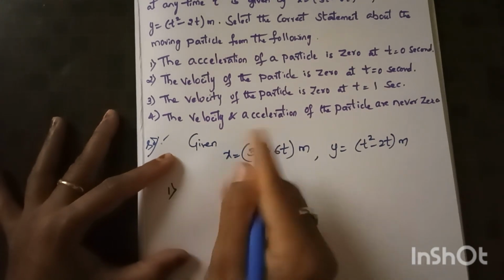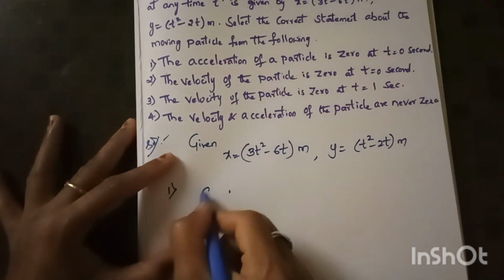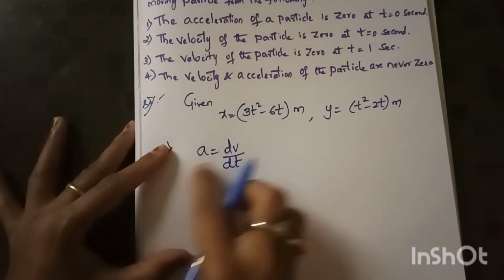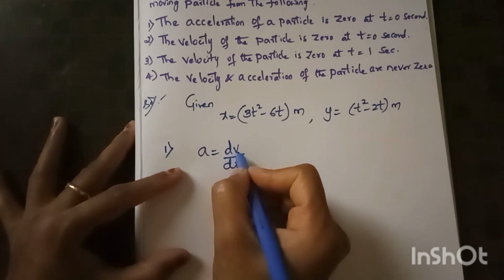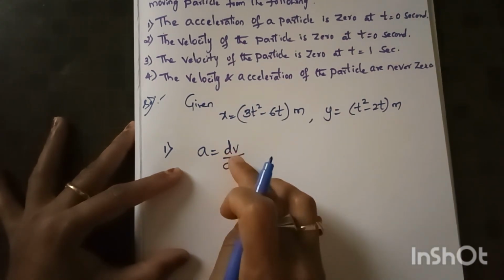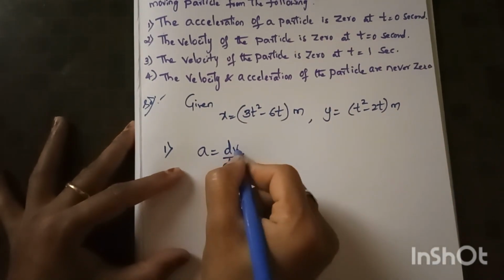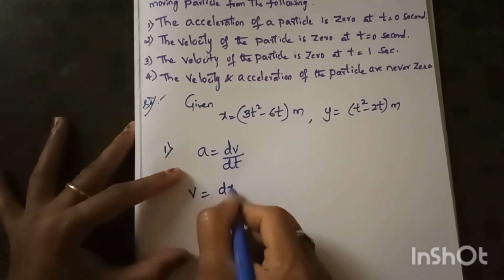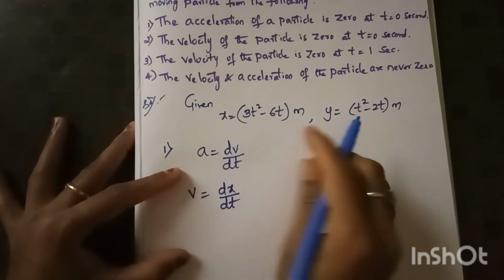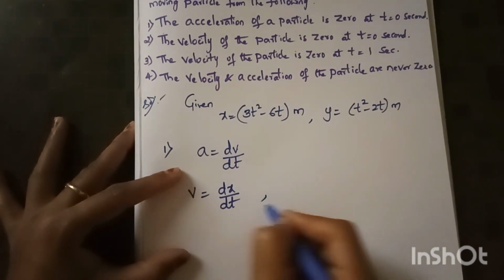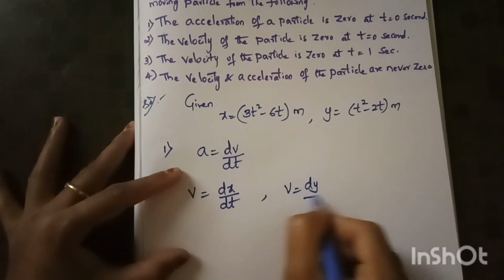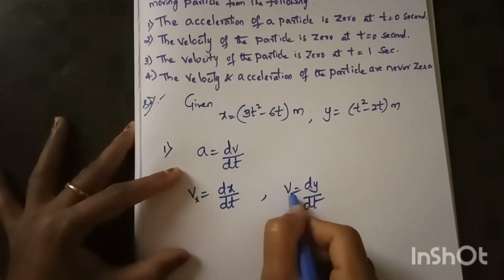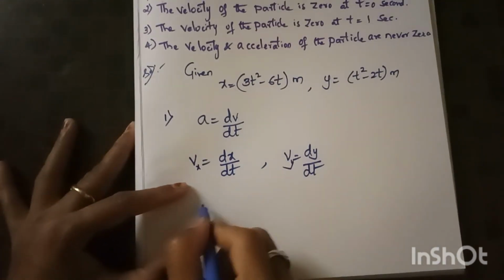To get acceleration, what is acceleration? Rate of change of velocity, a equals dv by dt. But we know only the values of x and y. We don't know the values of v. So we are going to find this. v equals dx by dt, and v equals dy by dt also we have to write, because they have given two displacements. So vx and vy.